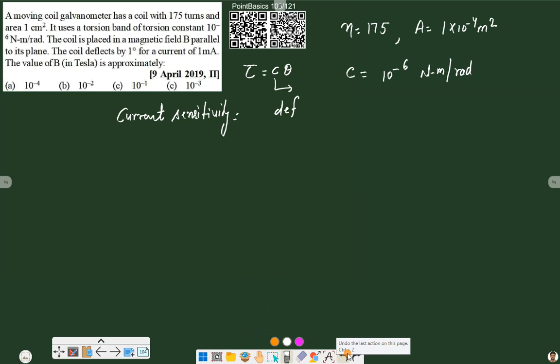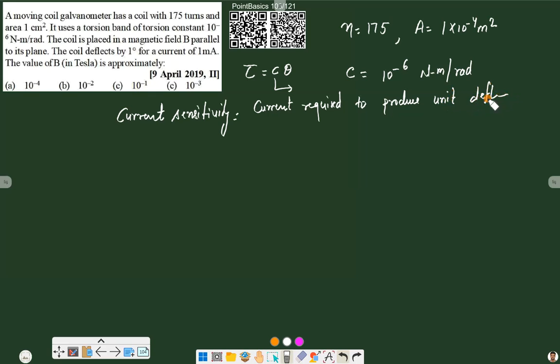We say current required to produce unit deflection, and it is 1 milliampere by deflection, as here it is mentioned that 1 milliampere is for 1 degree and our torsional constant is given per radian.